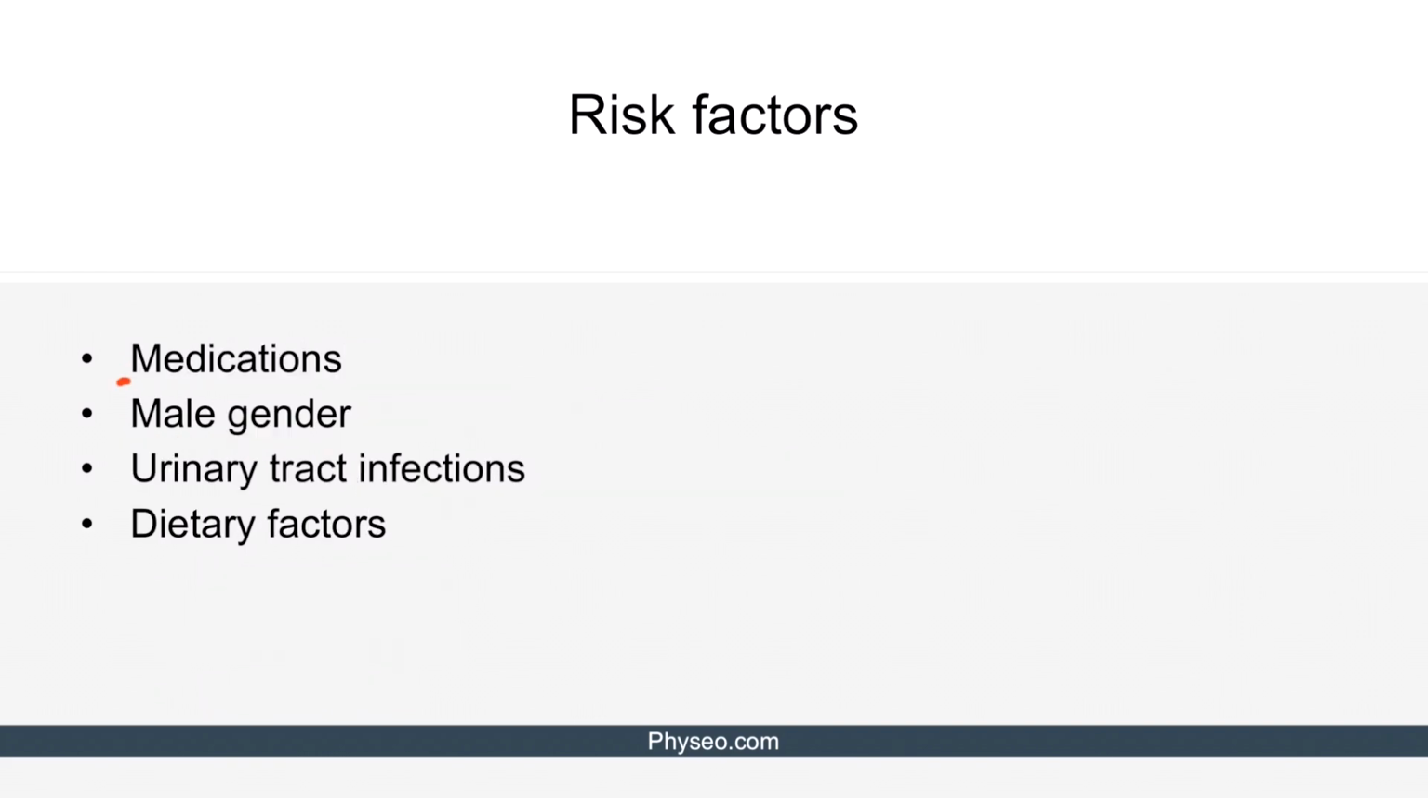Other risk factors include medications such as loop diuretics, which can cause hypercalciuria, male gender, which is thought to be related to a high protein and high salt diet, UTIs due to urease-producing bacteria, and finally, dietary factors such as low calcium and high oxalate intake, both of which lead to hyperoxaluria and calcium oxalate stones.